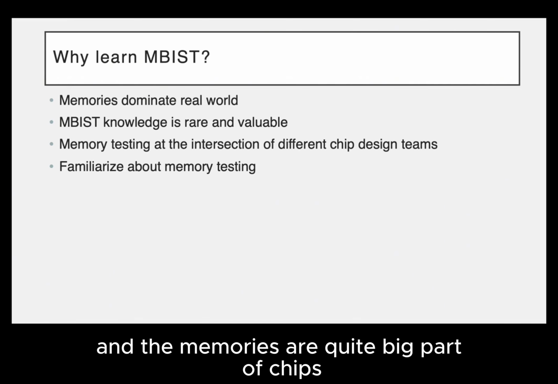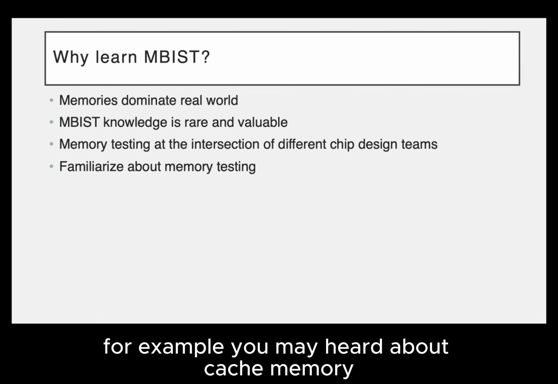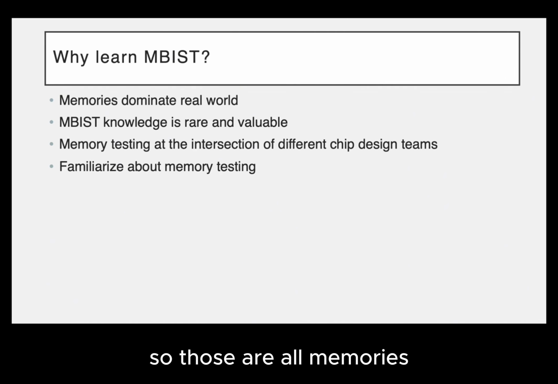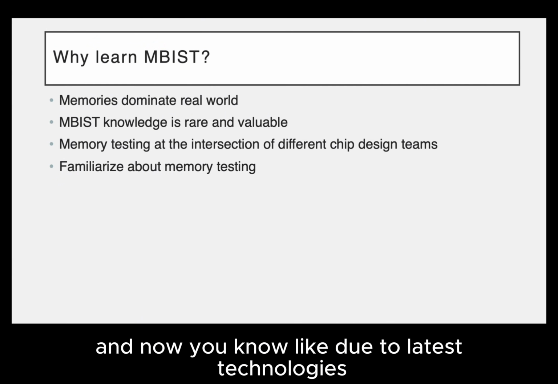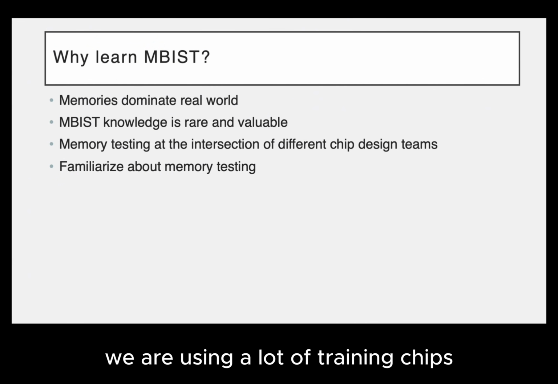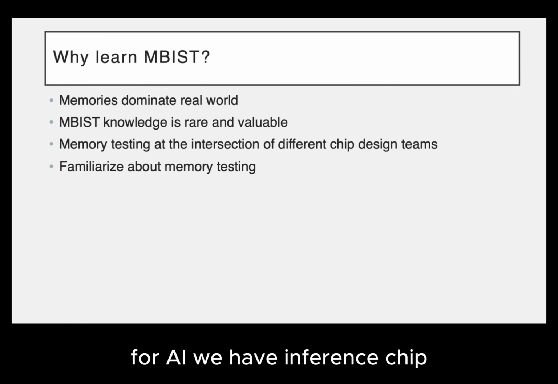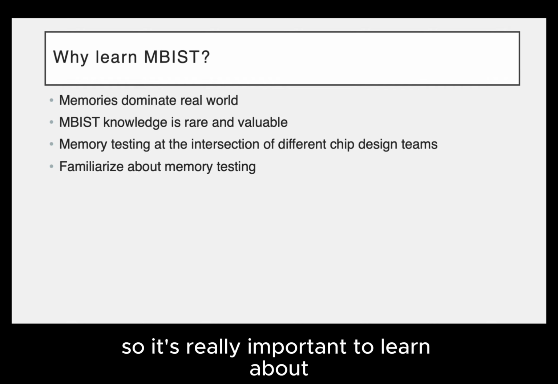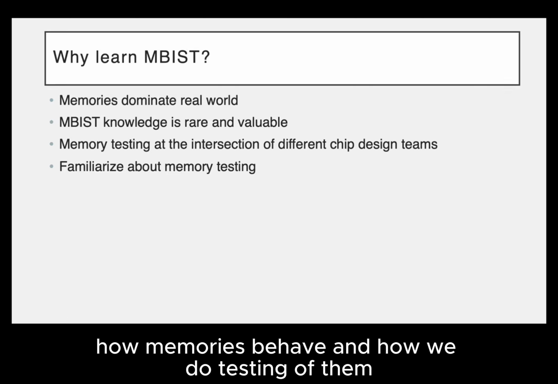And memories are quite a big part of chips. For example, you may have heard about cache memory, or SRAM in the design. Those are all memories. And now, due to the latest technologies, we are using a lot of training chips for AI. We have inference chips, and for those, sometimes 70 to 80% of the chip area is covered by memories. So it's really important to learn how memories behave and how we test them.